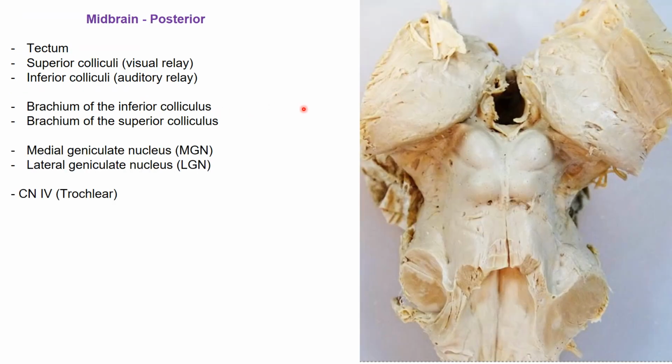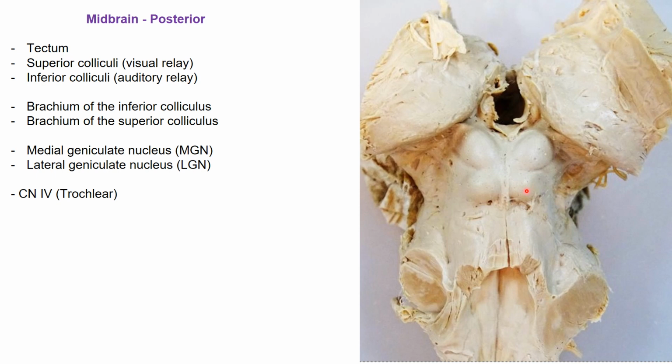Now, thinking about the midbrain from a posterior view, a couple of structures that we're going to need to know. The first is the tectum. The tectum is this most posterior region here. The tectum is made up of the superior colliculus and the inferior colliculus. The superior colliculus is going to be a relay station for visual information, and the inferior colliculus is a relay station for auditory information.